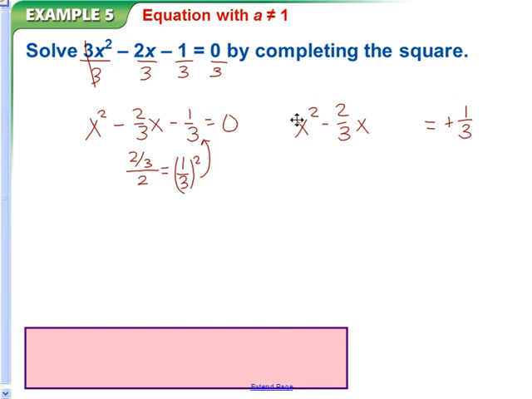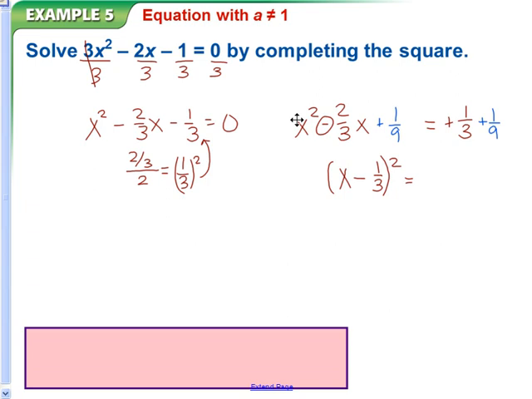What we wanted instead was 1/9. Again, if you have a different color pen, put that in a different color to help you remember that that was something you added to the equation. Okay, so then we have x minus, what number was squared to make 1/9? 1/3 was squared. Equals 1/3 plus 1/9.